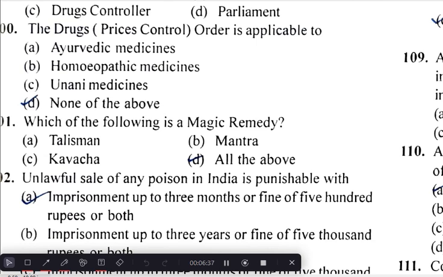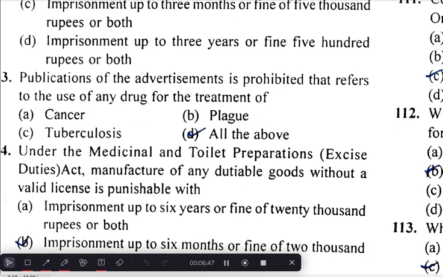Unlawful sale of any poison in India is punishable with imprisonment up to 3 months or fine up to 500 rupees or both. Publication of an advertisement is prohibited that refers to the use of any drug for the treatment of cancer, plague or tuberculosis because these diseases can't be cured.